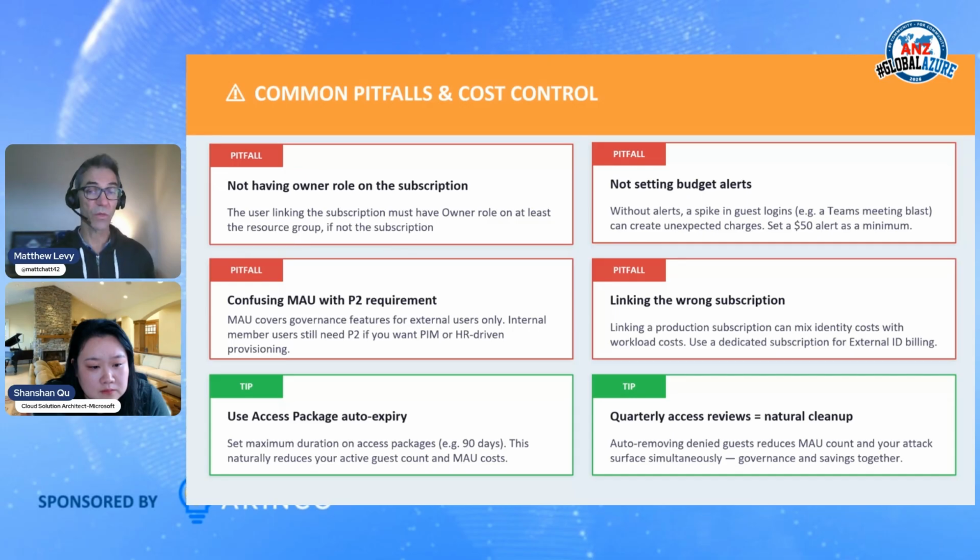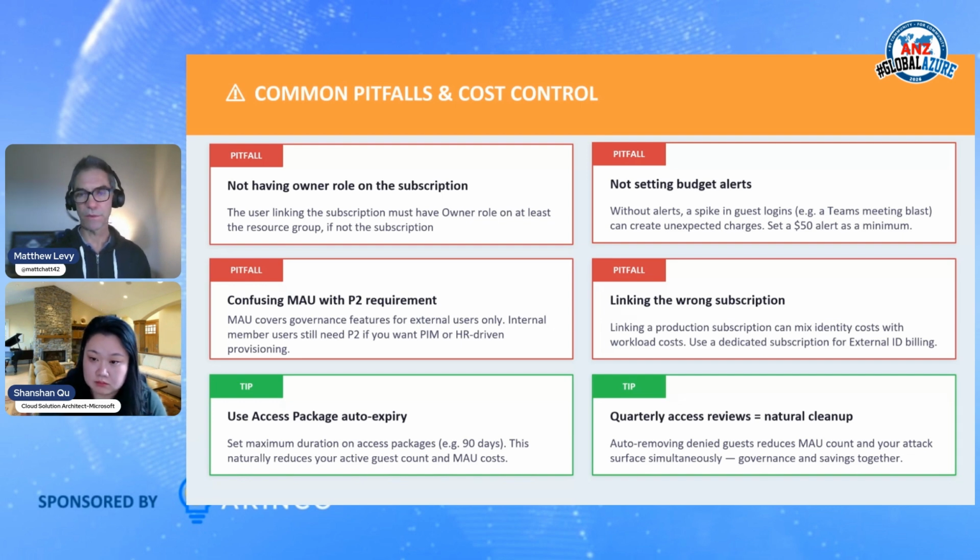The fourth pitfall is linking the wrong subscription. If you link your primary workload subscription, your external identity billing gets mixed in with compute, storage, and everything else, making cost attribution very difficult. So use a dedicated subscription for identity-related costs.